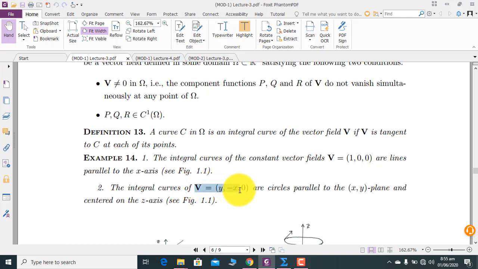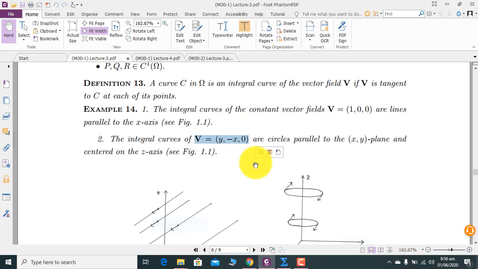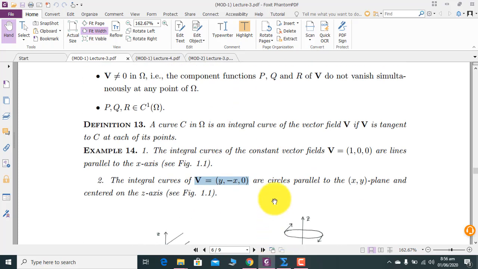For example, at (1, 1), what will be the answer? (1, -1). At (2, 3), what will be the answer? (3, -2), and so on. So at each point you are getting a vector, but that particular vector is also tangent to these curves. Then this is called an integral curve, and this curve has to be precisely equal to a circle.